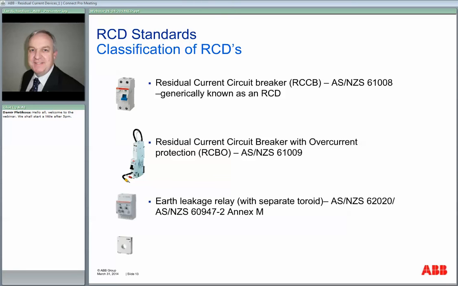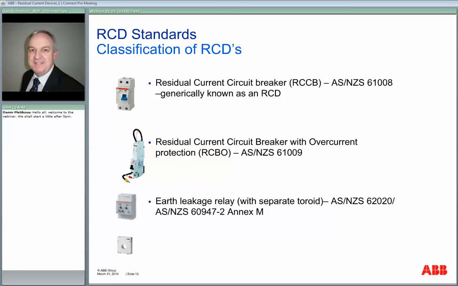The next up, we have a residual current circuit breaker with overcurrent. People often ask me, what does this term RCBO stand for? And that's the definition right there. It's covered by a different standard, AS61009. Most of the standard is quite similar, but in this instance with an RCBO, the device also has miniature circuit breaker properties as well.